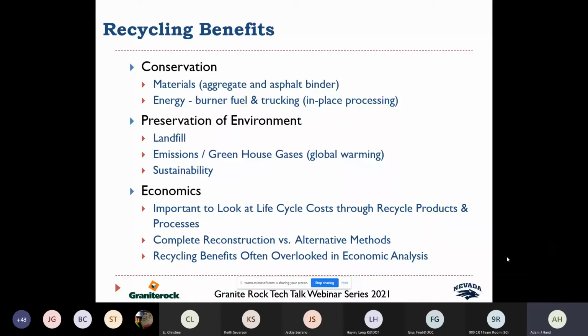Also, we don't use the energy, right? So the natural resources are conserved, and we don't use the energy that would be required to produce them.